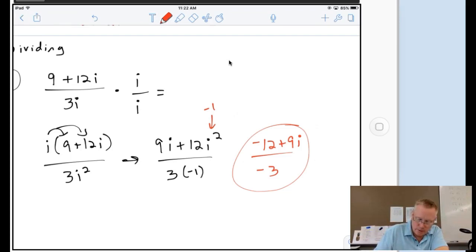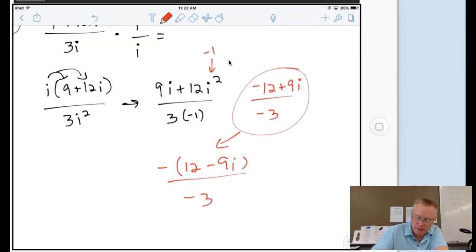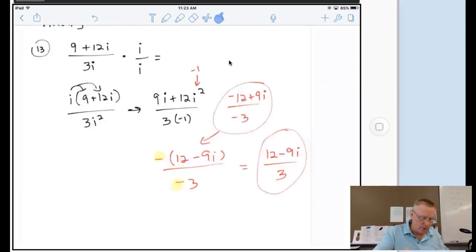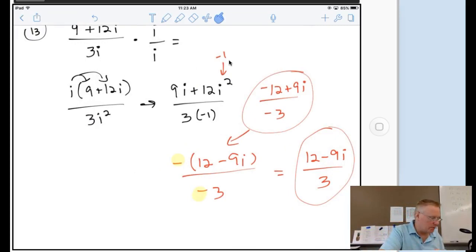What they'll do is they take the numerator and pull out a negative, which will give me positive 12 minus 9i, and then the two negatives, one in the numerator, one in the denominator, cancel out, which gives me 12 minus 9i over 3. Those two negatives cancel out. So this is the answer you'd see in the book. Okay, so that's number 13.